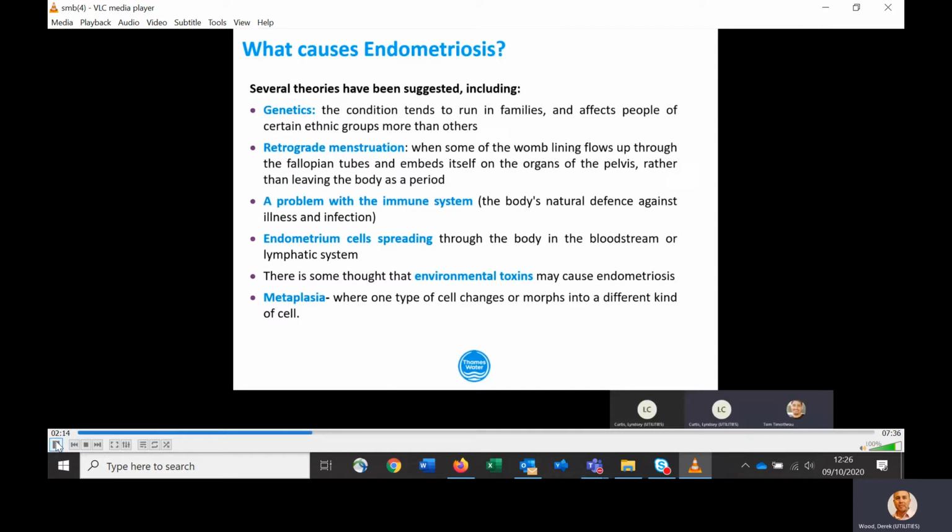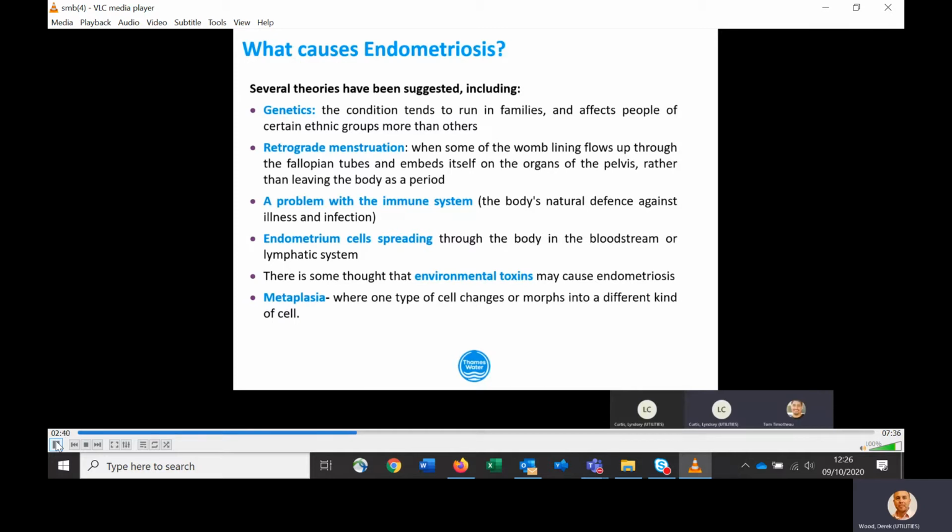You can also get what's called retrograde menstruation, when some of the womb lining flows up through the fallopian tubes and embeds itself on the organs of the pelvis rather than leaving the body. In those cases, you're more likely to get it. If you have problems with your immune system, your body's natural defence is a lot weaker, so you're a lot more prone to illnesses and infections.